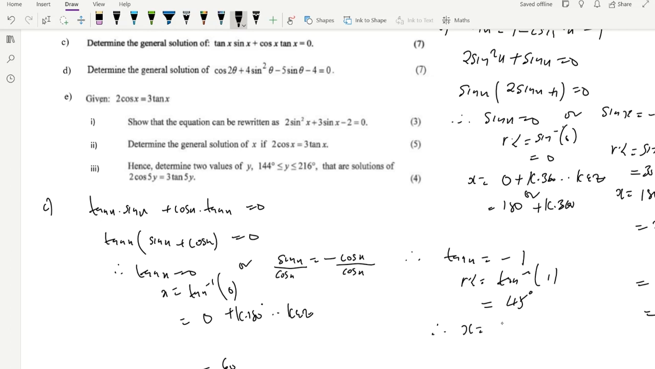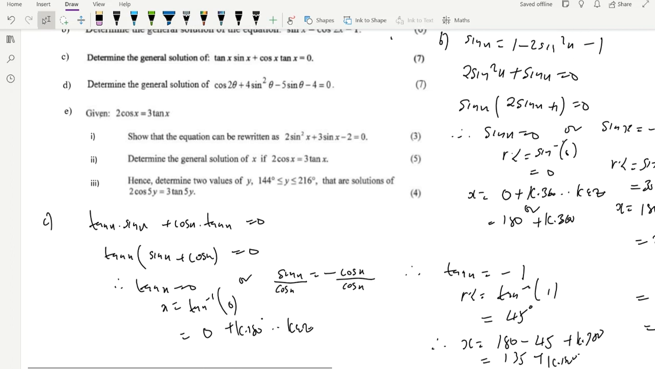It means x is equal to, let me take the second quadrant, 180 minus 45 plus k 180, which is what? 135 plus k 180. Okay, please guys, let's try to follow the steps and make sure that we understand these basic things.